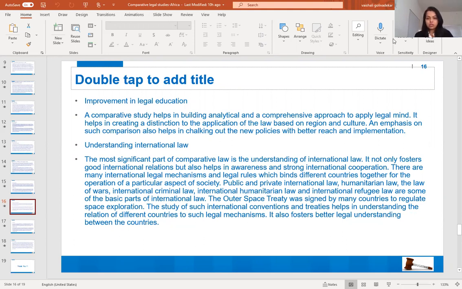It also fosters better legal understanding between the countries, right? So study of comparative law gives a good knowledge of international law, right? So you study laws from different countries, you study international law made by the United Nations, and it gives you more and more knowledge of law. So that's how it is important. I'm moving on to the next slide.